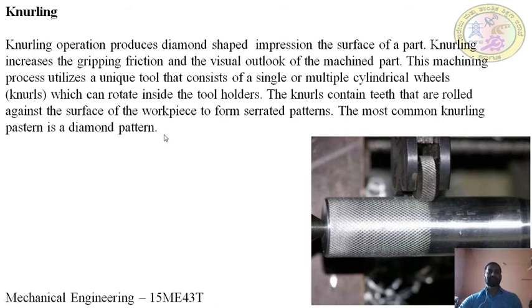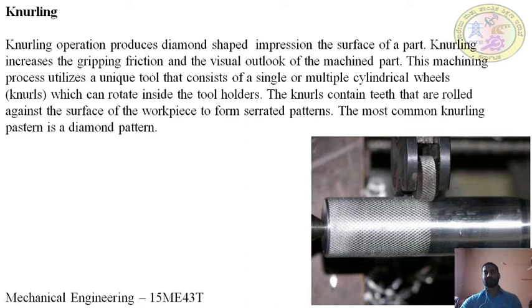Knurling. Knurling is the process of producing a diamond-shaped impression on the work surface. You can see here the figure. It is clearly shown. You might have seen this in various components. This kind of gripping is for the purpose of the diamond knurling.